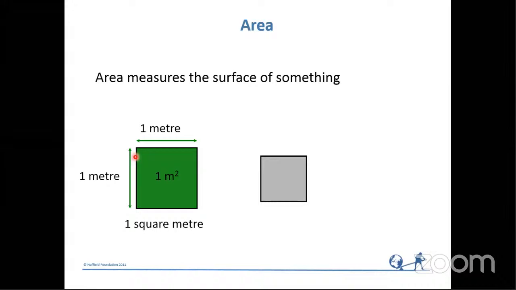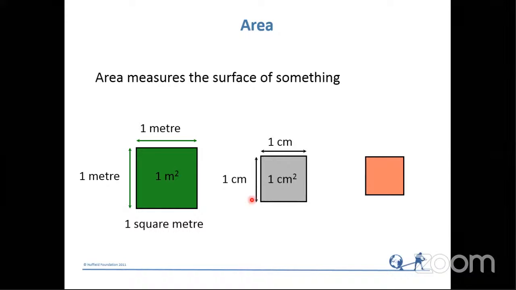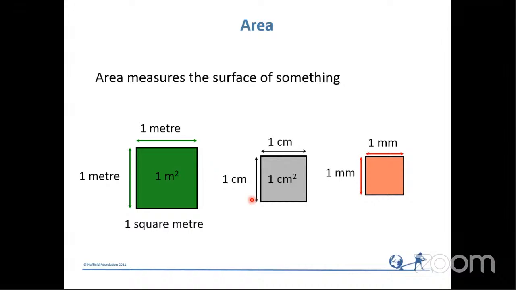Then we have another smaller one whose sides are 1 centimeter each. So that would also be 1 centimeter and 1 centimeter, and that would generate for us 1 centimeter squared. Then we continue to another smaller one whose sides are 1 millimeter. So it would also be 1 millimeter squared.